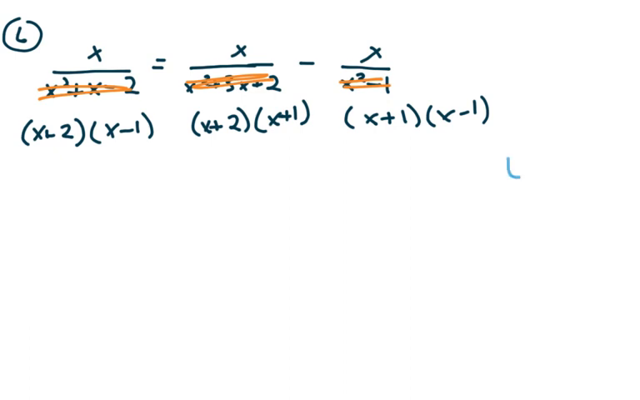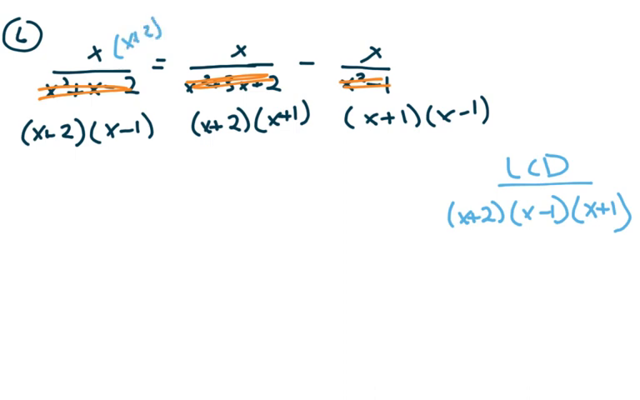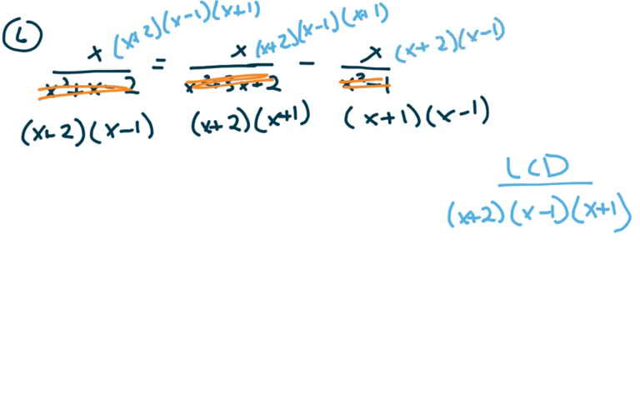So then we need to find our least common denominator. It's anything that appears in our denominator. So we have an x plus 2, an x minus 1, and an x plus 1 that appear in my denominators. So I'm going to write this next to each one of my numerators. So then we start canceling.